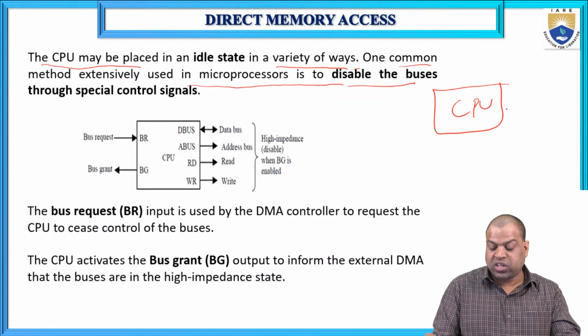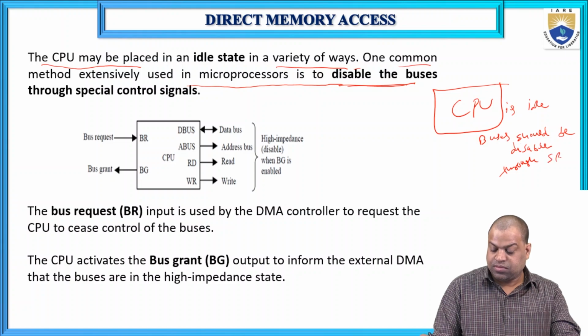If the CPU is in idle state, then the buses should be disabled through special control signals.